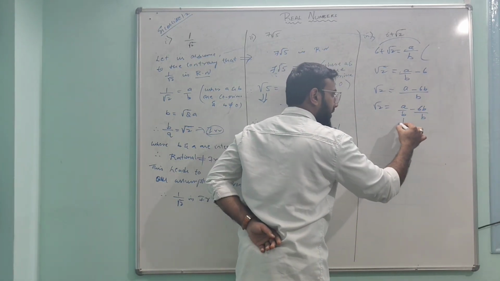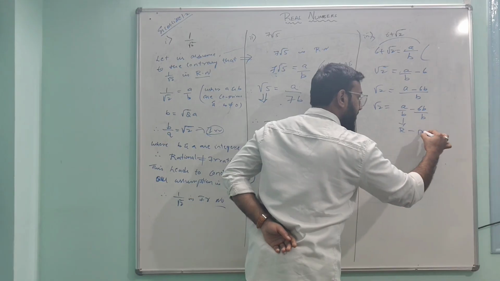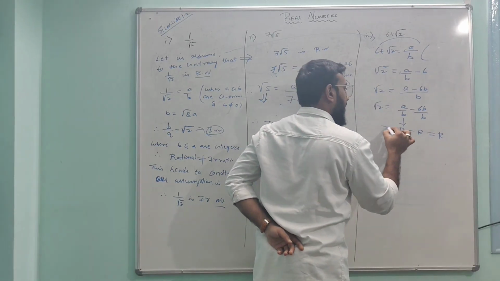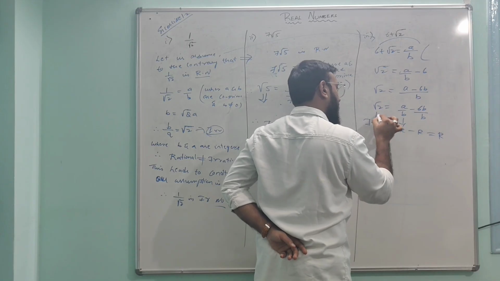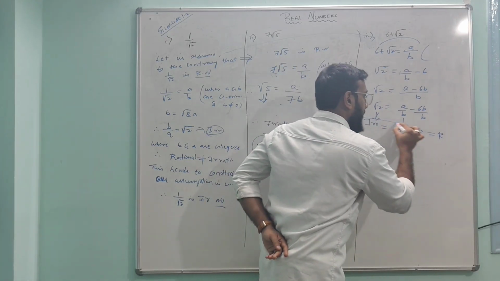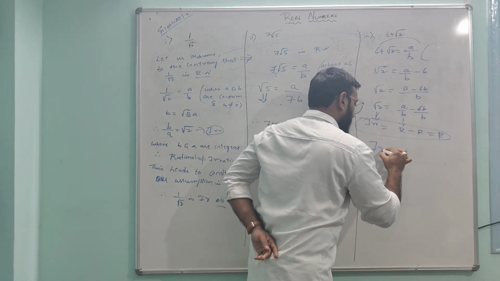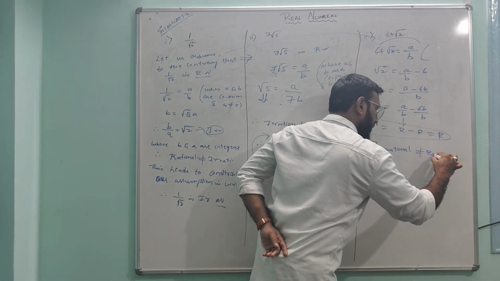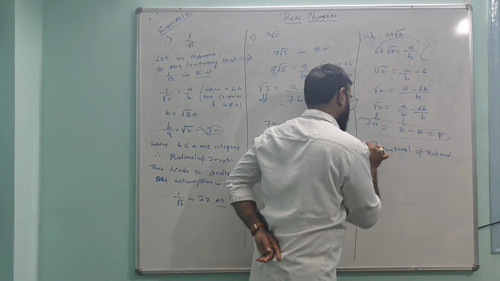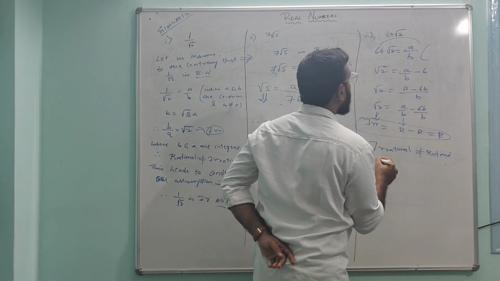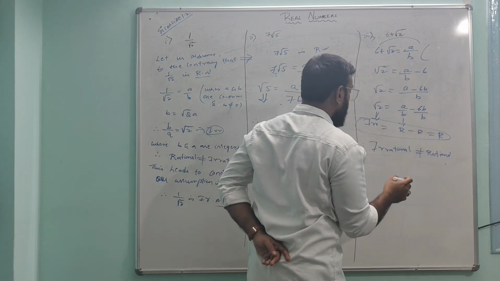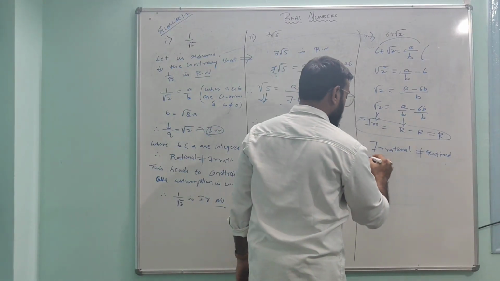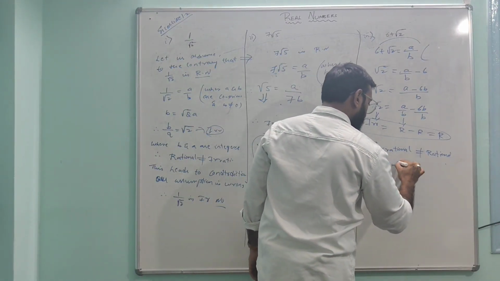Now watch carefully. This is rational and this is rational. What I told, rational minus rational is rational, and this is an irrational number, correct? Irrational is not equal to rational. Therefore, 6 plus root 2 is an irrational number. We can conclude it. This leads to contradiction.